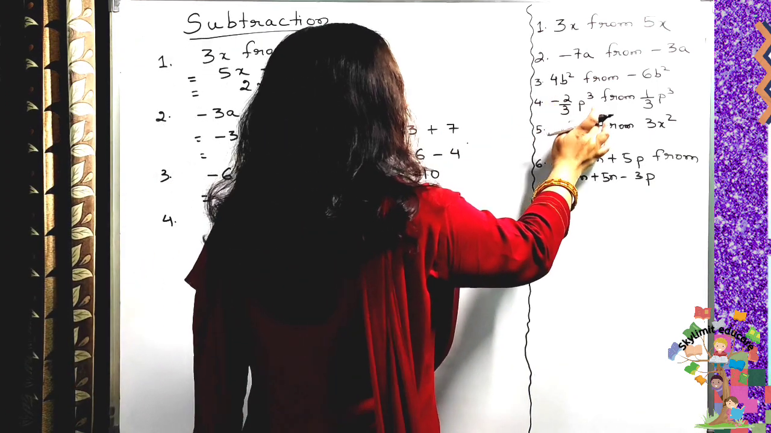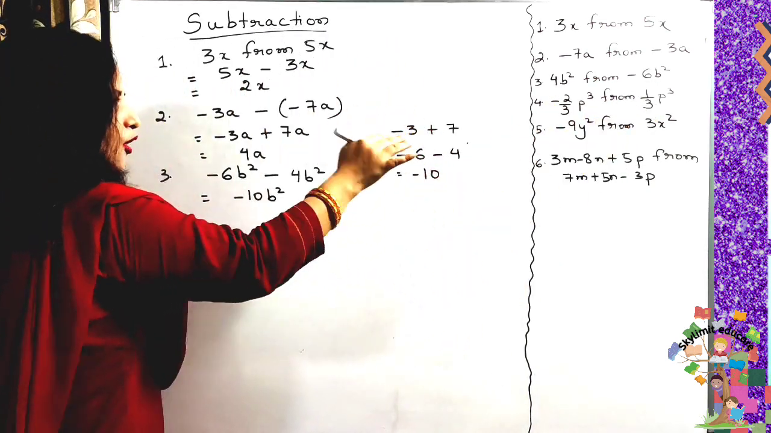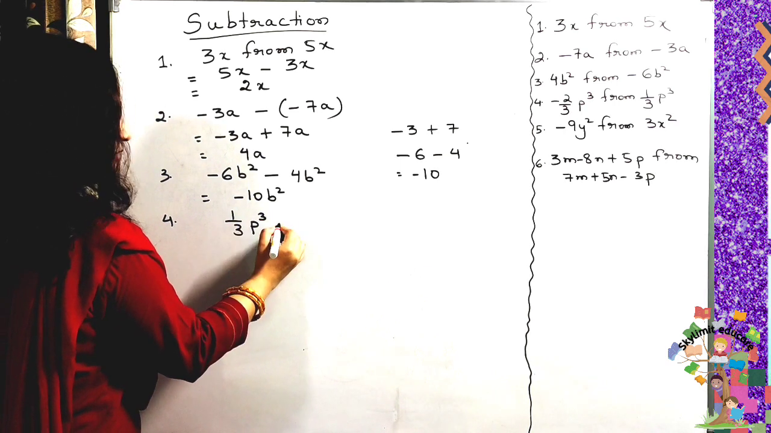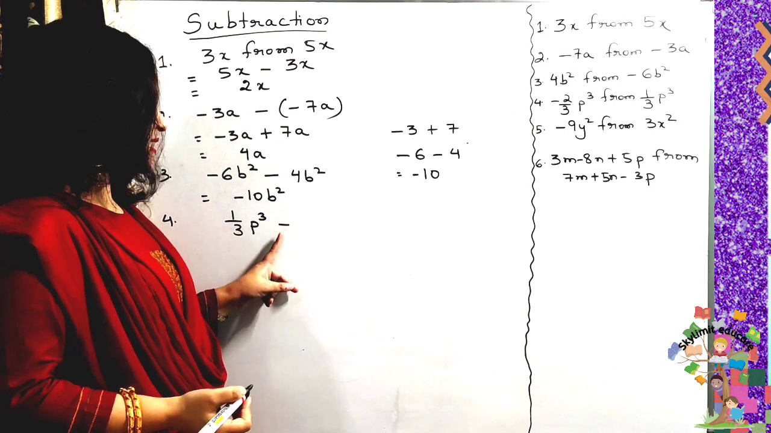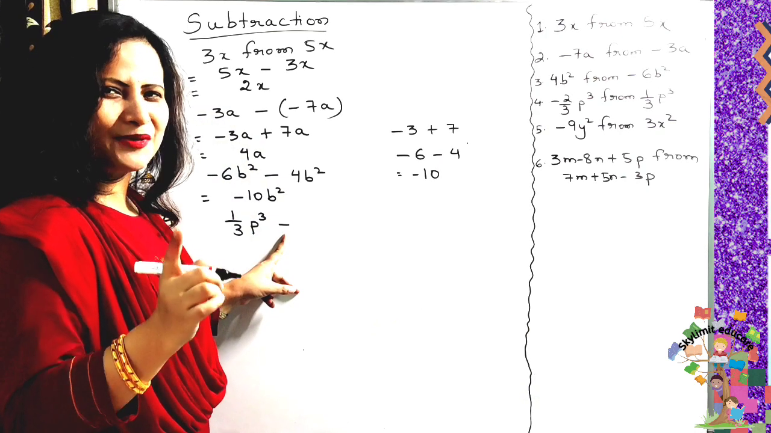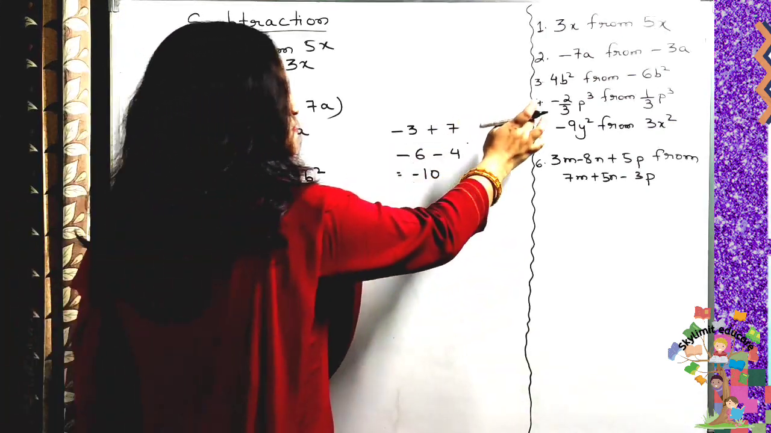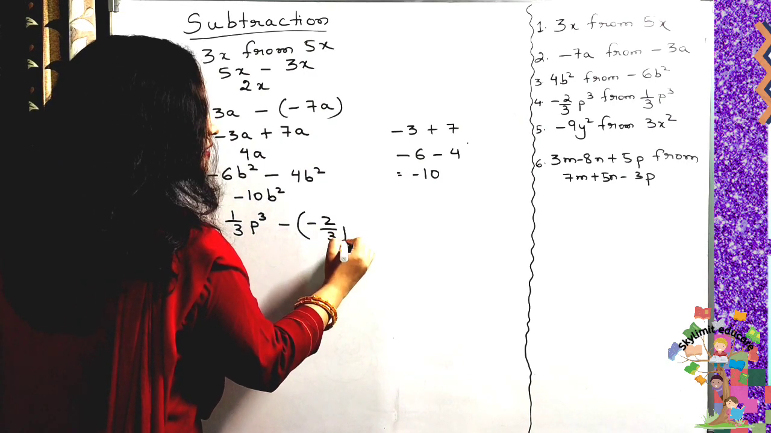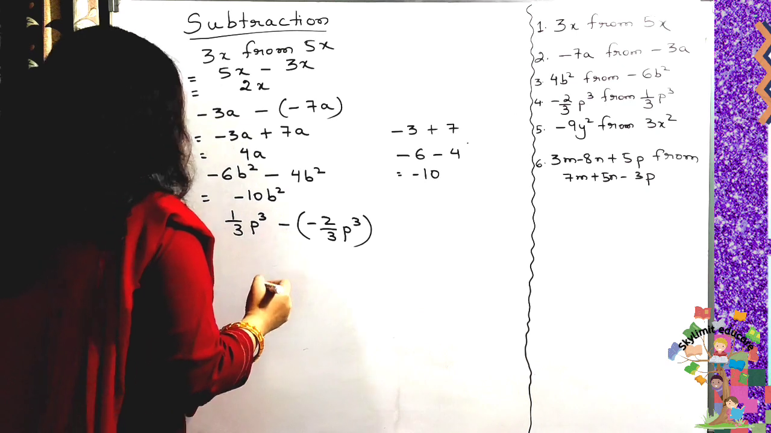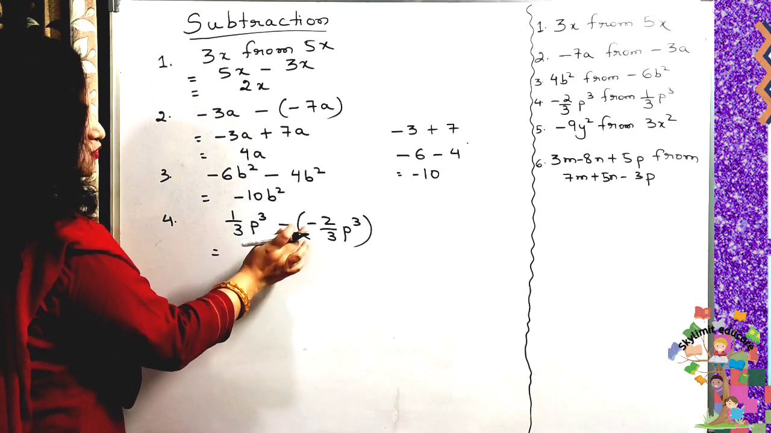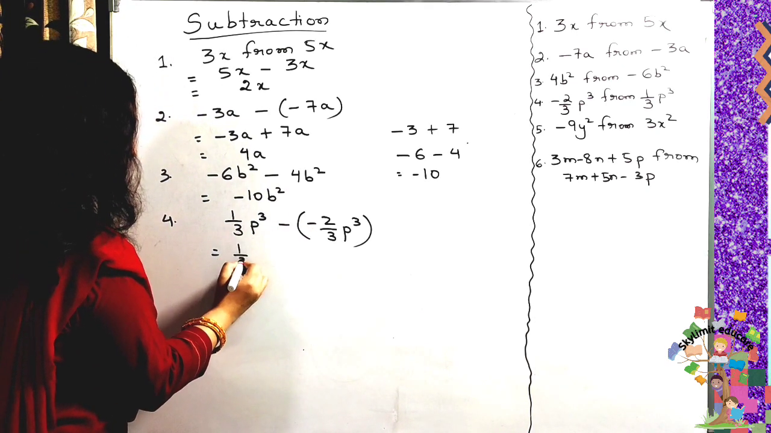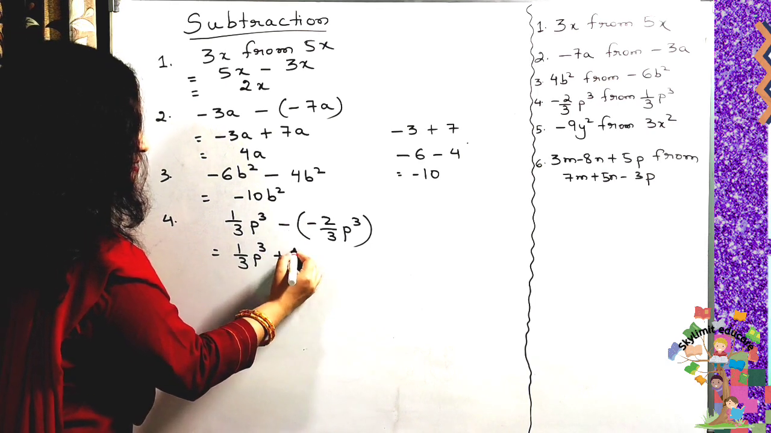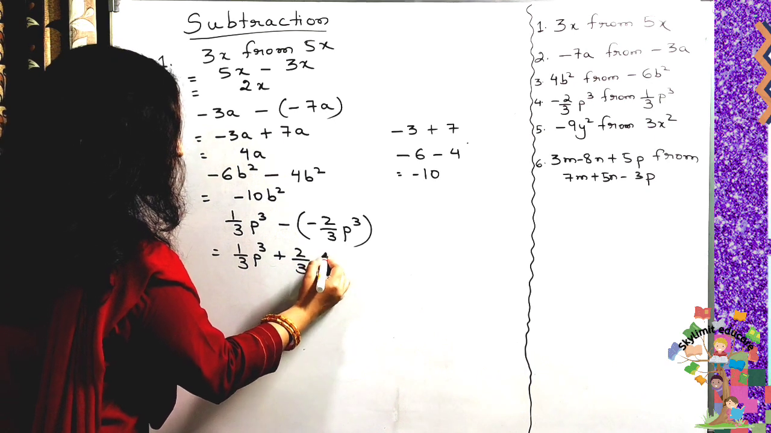Minus 2 by 3 p cube from 1 by 3 p cube. From 1 by 3 p cube, so 1 by 3 p cube will come first, then followed by a minus sign. This minus sign is for subtraction. Remember students, once again I am repeating. And then the subtrahend is also carrying a minus sign, so put it inside the bracket: minus 2 by 3 p cube. Right? Now open the bracket by using the sign rule. That means 1 by 3 p cube, minus multiplied to minus, so plus 2 by 3 p cube.